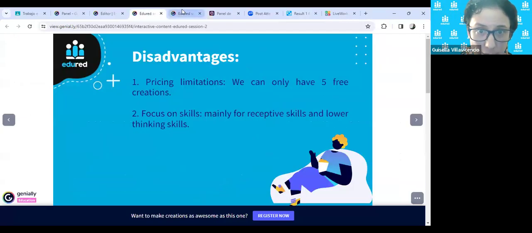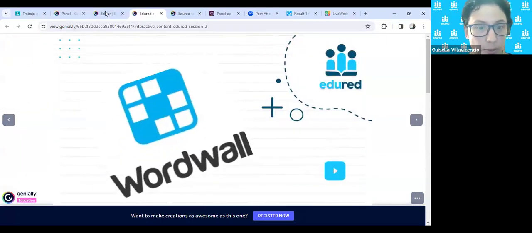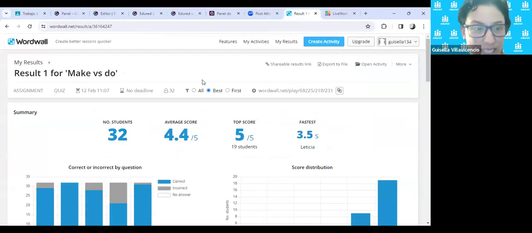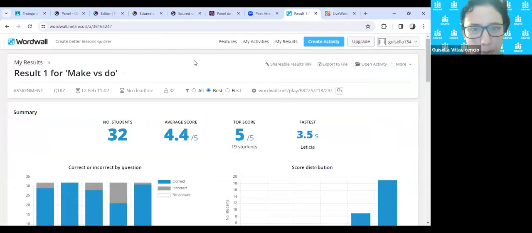lower thinking skills, right? Wordwall is excellent. So Wordwall is excellent para lower thinking skills, para hacer recycling activities, for vocabulary is excellent. For diagnostic evaluation, no, Daisy, I don't recommend it. For diagnostic could be Live Worksheets. It's more complete.